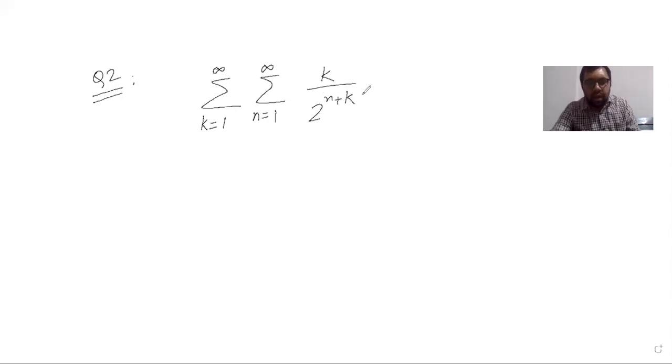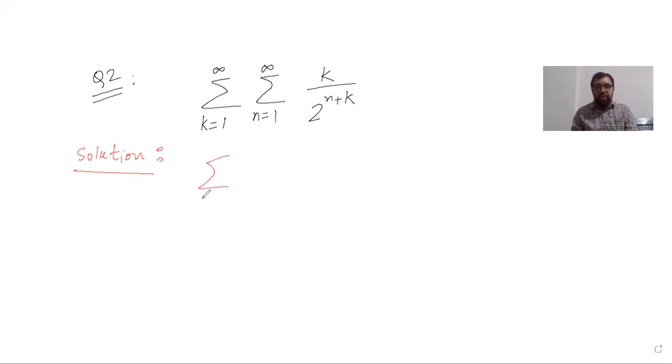Okay, so let me just start the solution part. As I already told you, this comes inside the chapter sequences and series, so I will explain it. If we focus on the inside summation, we can see that the running variable is n. Therefore, for the inside summation, k behaves as a constant, right?